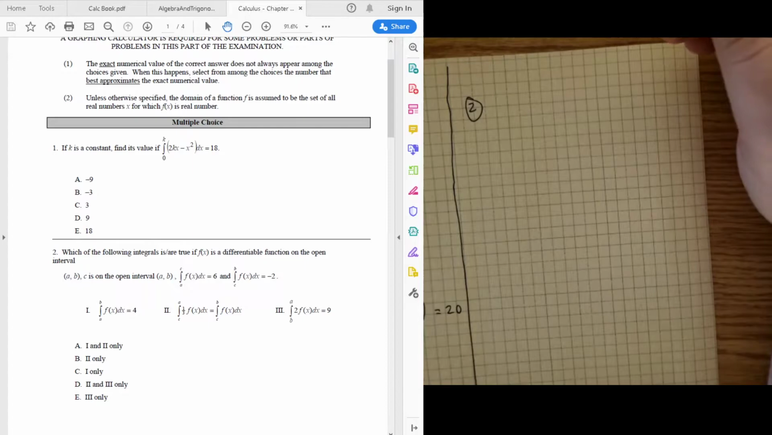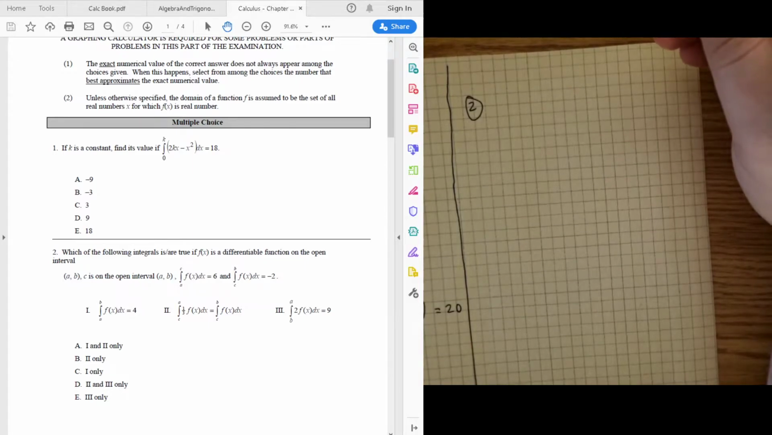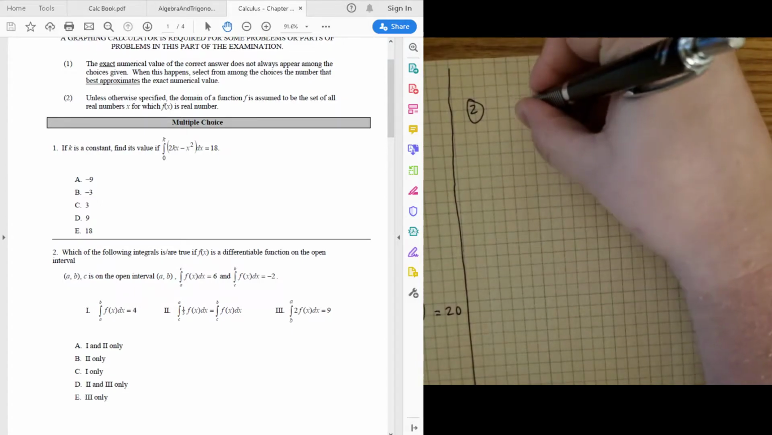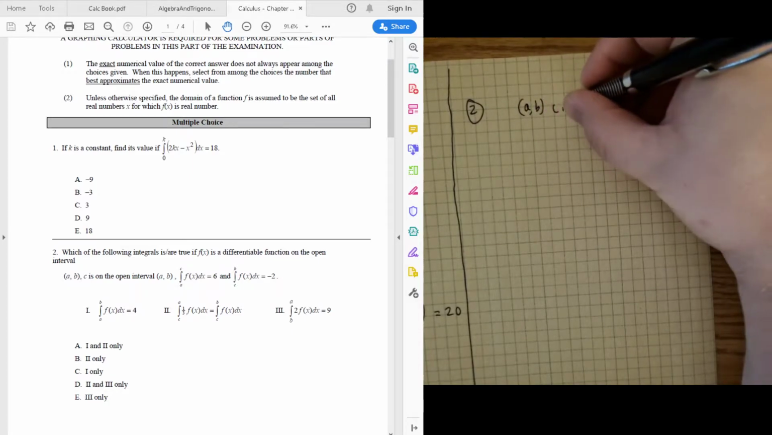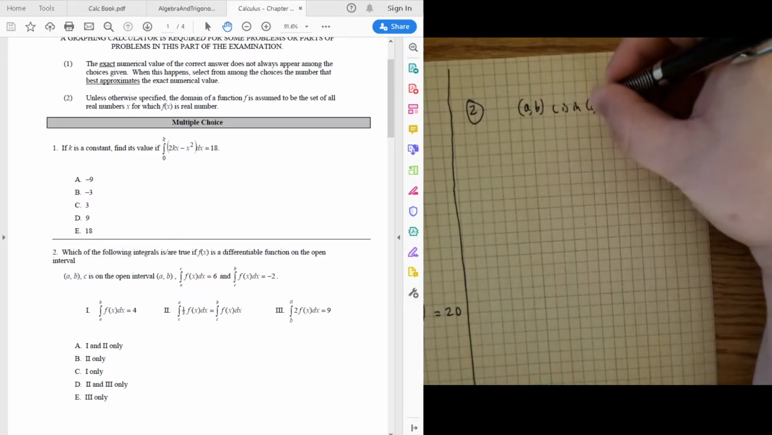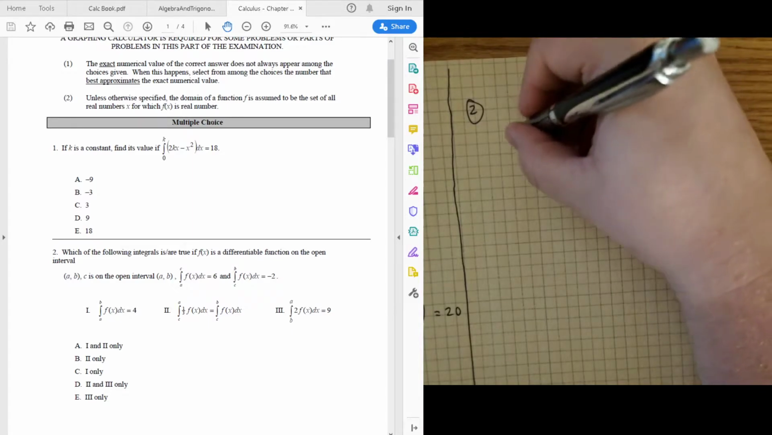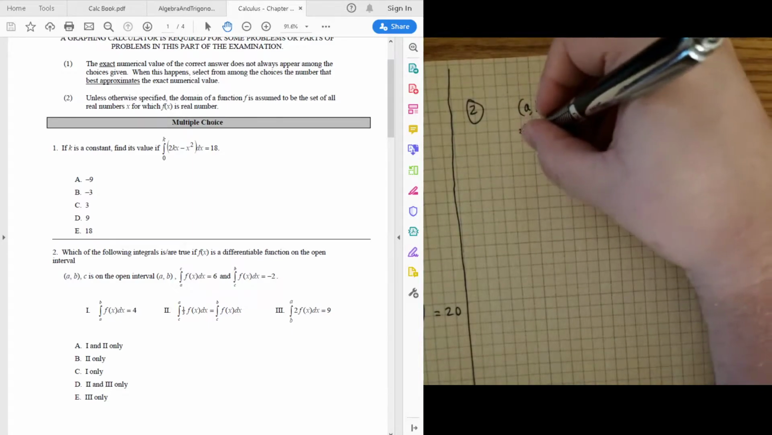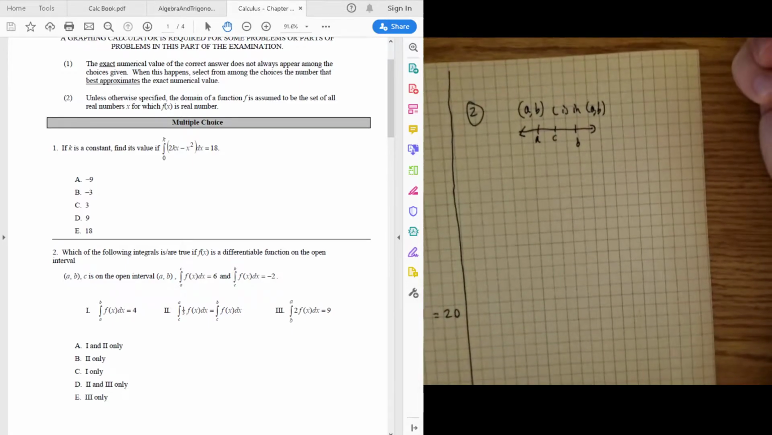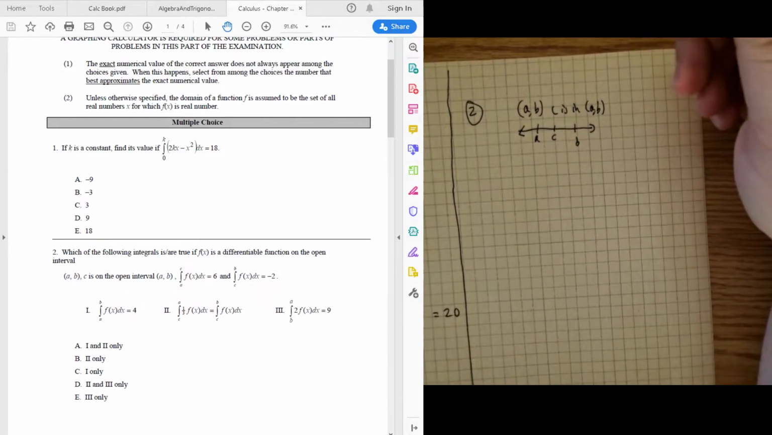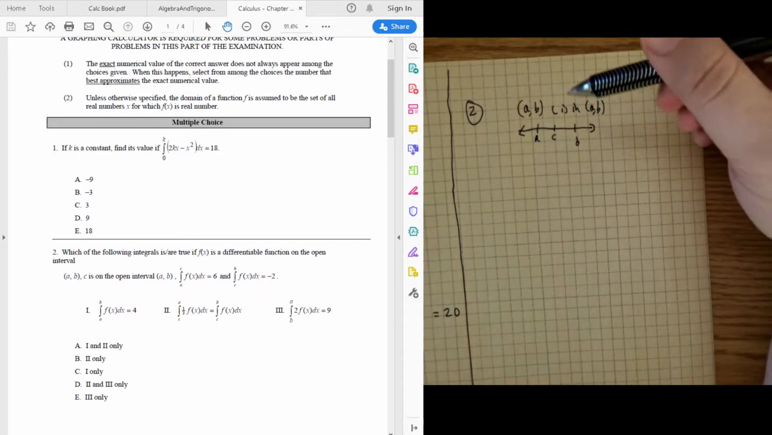Which of the following integrals is and are true if f of x is a differentiable function on the open interval such that the following is true? So we have a and b, where c is in this interval. If you think about this in terms of a number line, you'd have a, b, and c in the middle. Where is it in the middle? It doesn't really matter that much. It could be close to a, it could be close to b, doesn't matter.